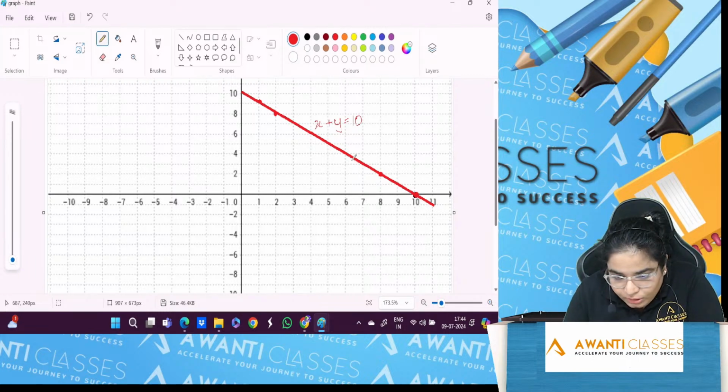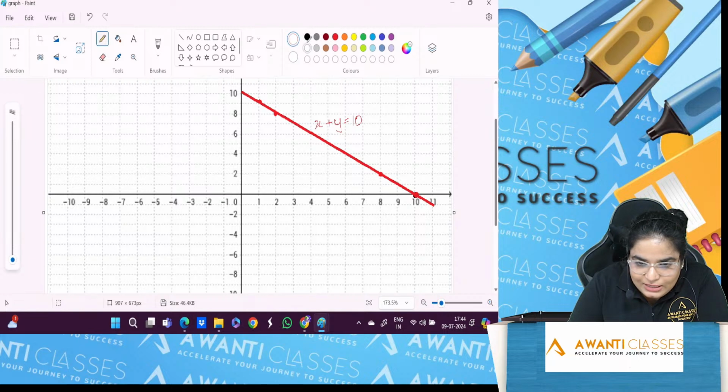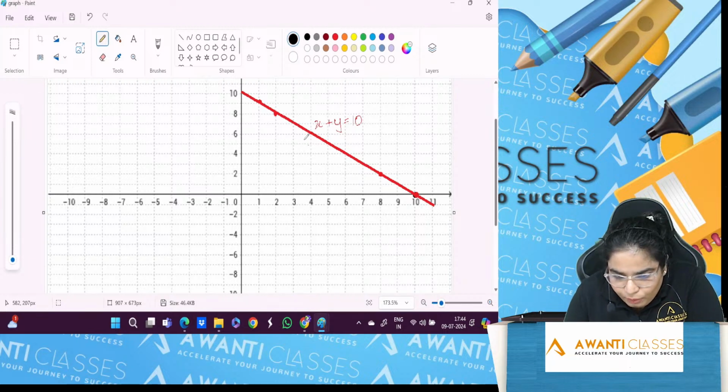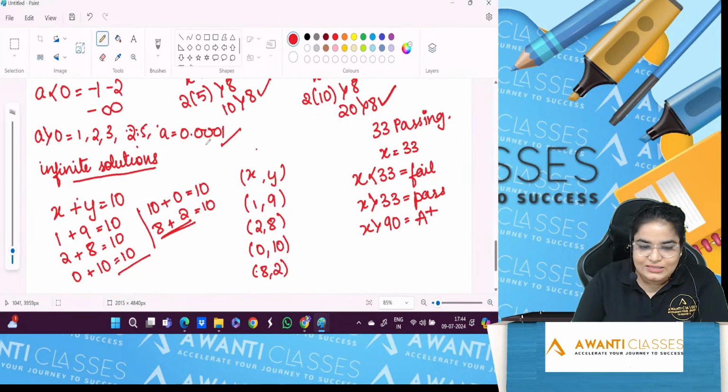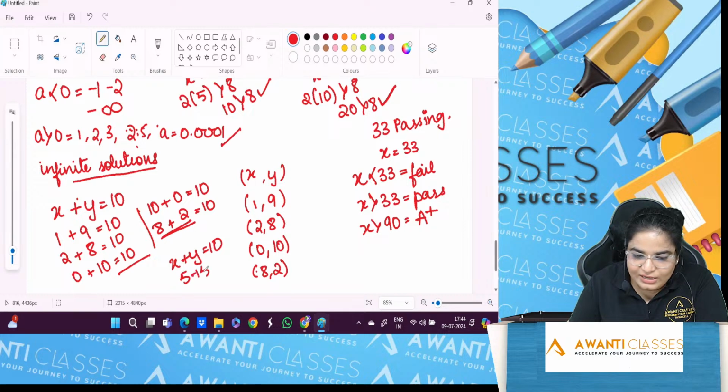For example, in this line, let us take any point. Let us take this point where y is 5 and x is also 5. Will it satisfy the equation? x plus y should be 10. If x is 5 and y is 5, it satisfies the equation.